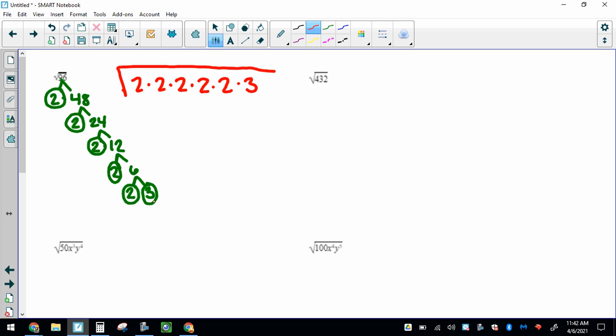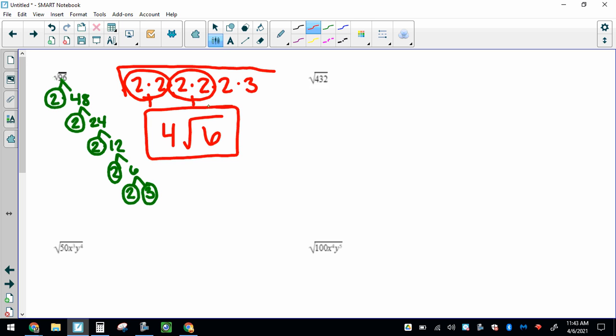Now we're going to circle up pairs of numbers. So here I have a pair of 2's and another pair of 2's. This is not a pair of numbers because they don't match. So we're going to multiply together one of each pair. So we're thinking in our head 2 times 2 makes 4. And then we're going to multiply up the guys that didn't have a pair. So 2 times 3 makes 6. And here's our simplified radical.